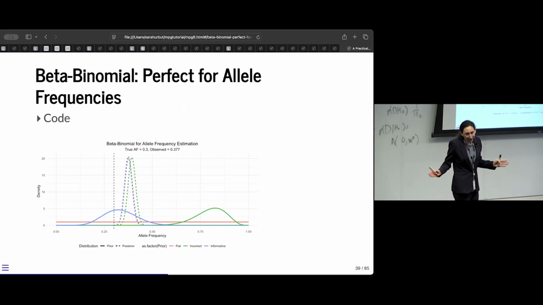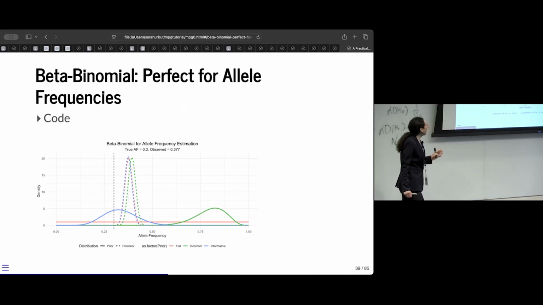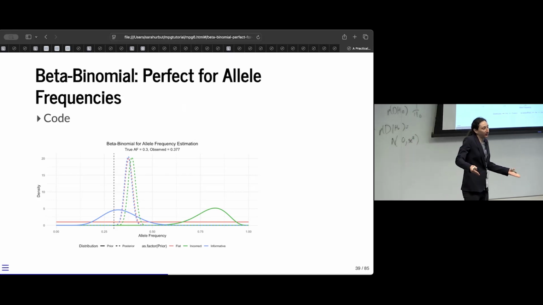Incorrect would be wrong, right? We all know the meaning of that. And what's neat about this is, you're straying from the truth, but you're not straying that far from the truth, because we are combining evidence. We are combining the likelihood.